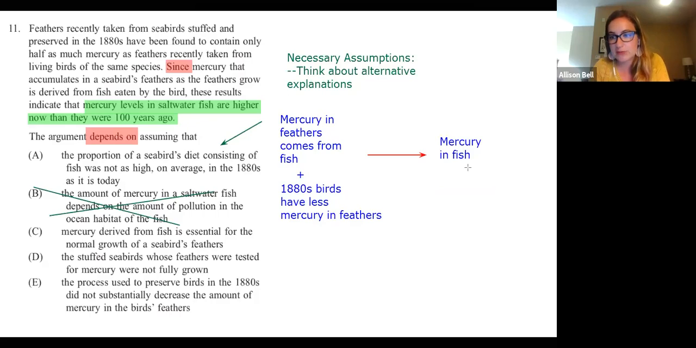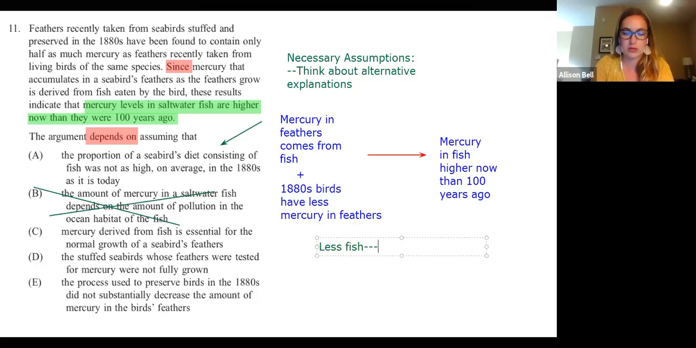Yeah, less fish should mean less mercury, right? But that sounds a little different from the conclusion that they came to over here. They're saying today, the reason that these birds today have more mercury in their feathers is because fish today have more mercury in them. And answer choice A seems to be saying, nah, it's not really that. It's just that birds back then ate less fish. So they had less mercury.